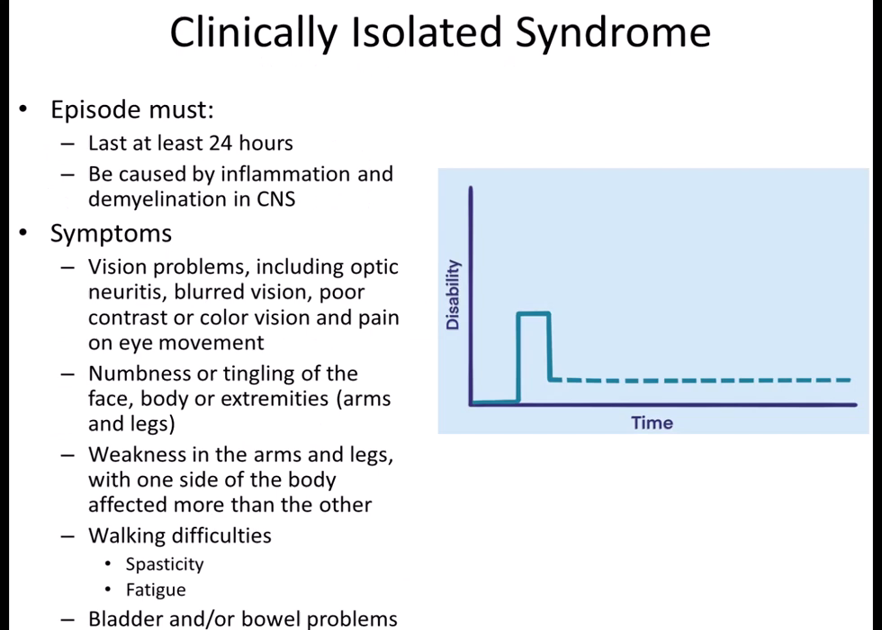It's nothing more than what it sounds like. That person has to have an episode that lasts at least 24 hours. Okay, this episode is more apt to be caused by inflammation and demyelination in the central nervous system. Symptoms could be visual, could be paresthesias, numbness and tingling, could be in the face, the body, or the upper or lower extremities. They might have just weakness in the arms and legs on one side of the body, more affected than the other. They may also have spasticity, could possibly have fatigue. They may also present with bowel and bladder problems.